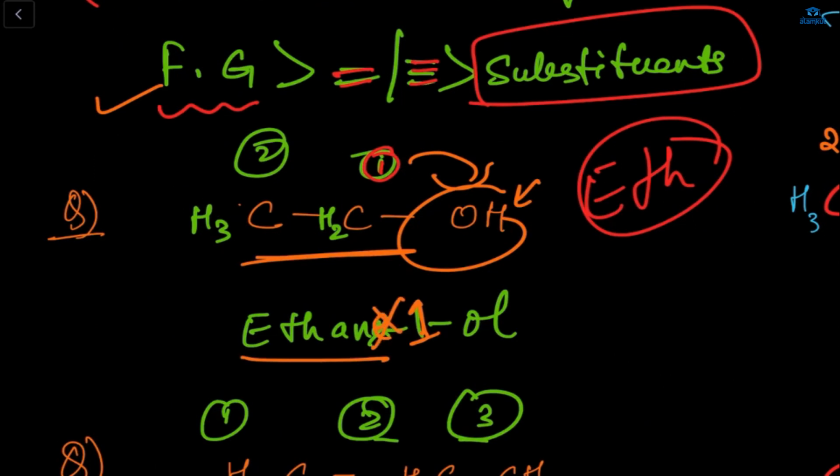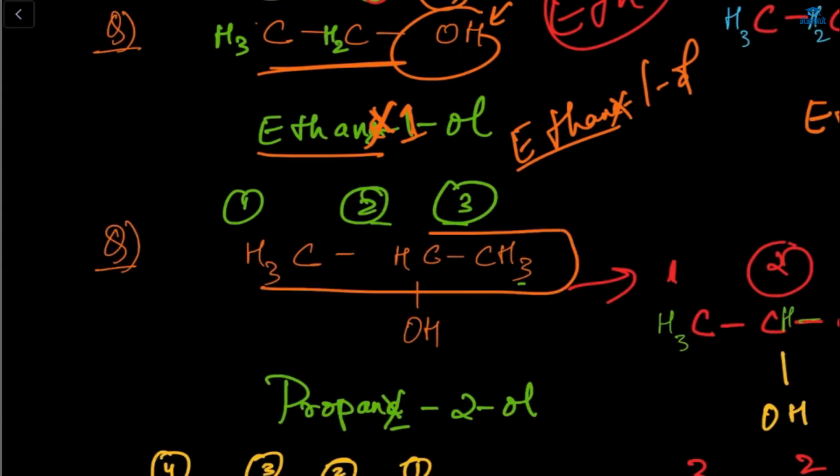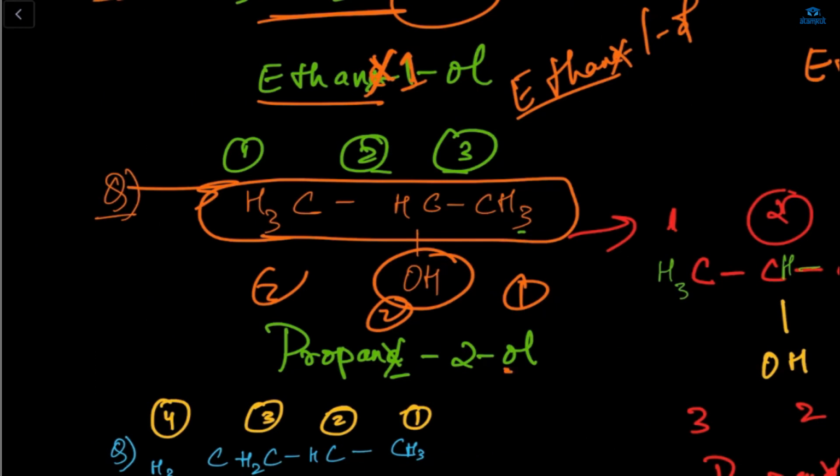But we will cross out this E. Why? Because we always write it like this, ethan-1-ol, but we do not include the E. Now here, how many carbons? First we have to find the longest chain. This is the longest chain. Three carbons, so for three carbons we write propane. We can start numbering from this side or from this side, either way. In the middle we have the functional group OH, which is "ol". So it will be propan-2-ol, and we will not write the E.